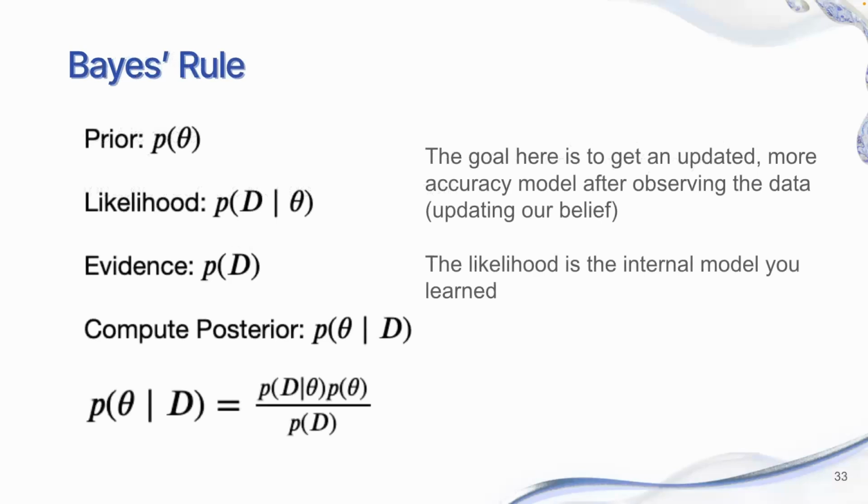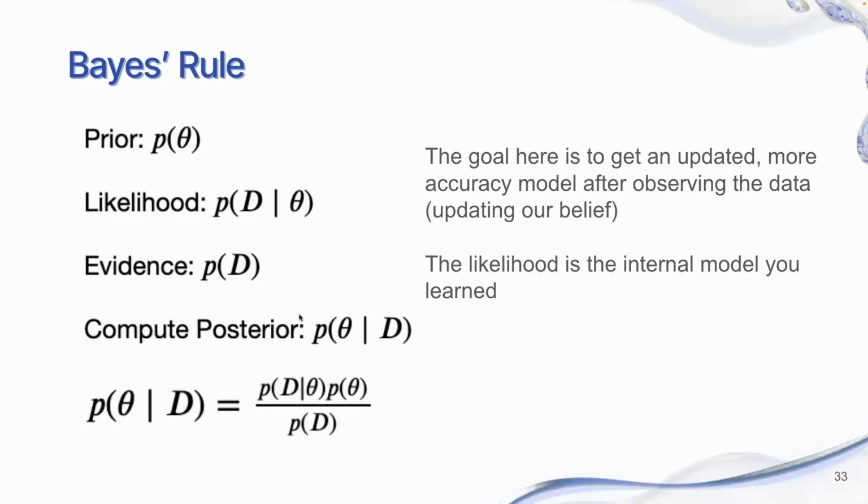And so here's Bayes' rule, right? You have the prior and the likelihood, which is what we introduced before. Hopefully you still remember what it is. Evidence, we'll talk about in the next part. And then your goal is to compute the posterior, right? Here, the likelihood term is your internal model that you constructed through MLE, as you've seen before.